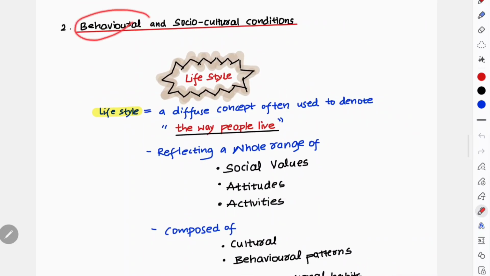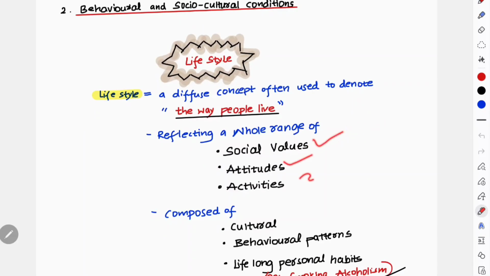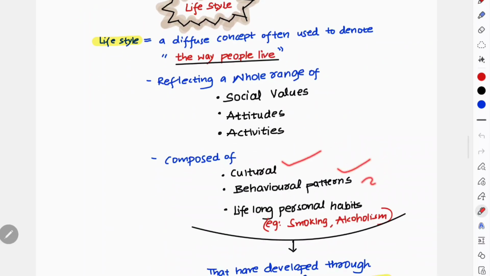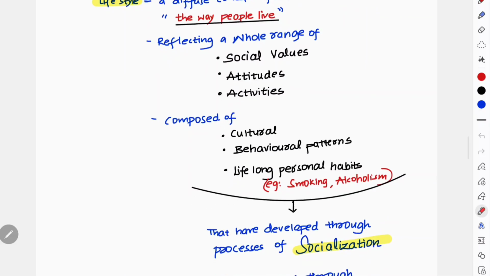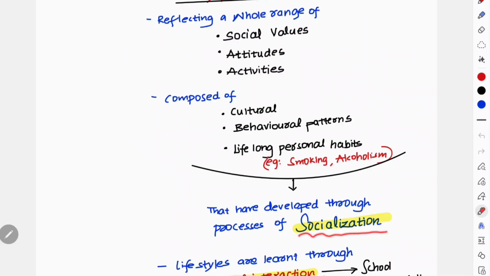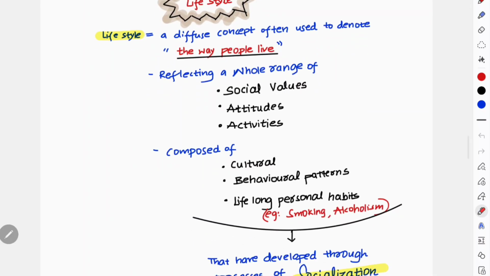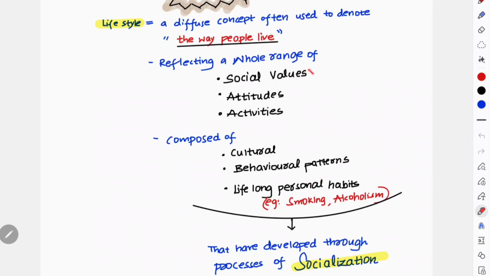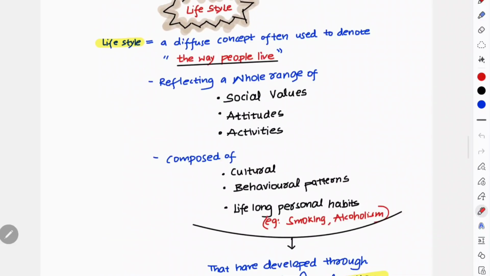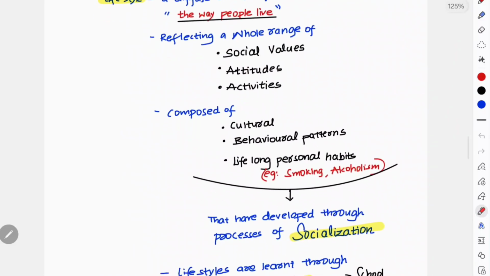Second is the behavioral and socio-cultural condition. One single word I can say in this section is lifestyle. Lifestyle is a diffuse concept often used to denote the way people live, that is, behavioral and socio-cultural condition, reflecting a whole range of social values, attitudes, and activities, composed of cultural behavioral patterns and lifelong personal habits, for example smoking, alcohol, that have developed through the process of socialization. Lifestyle is not inherent; it will be developed by that individual in due course of time, culturally, behaviorally, and through personal habits and socialization.